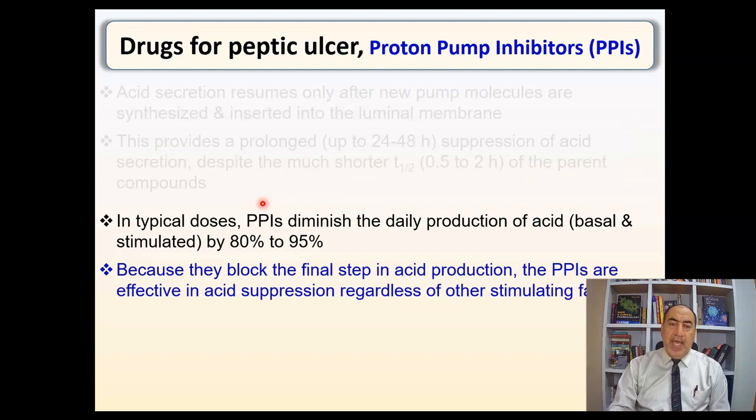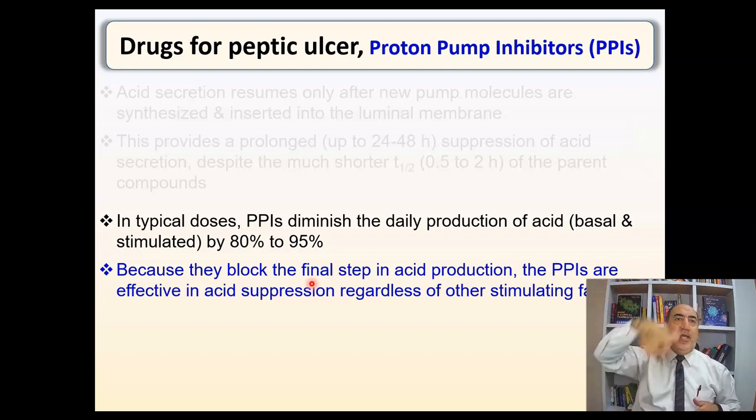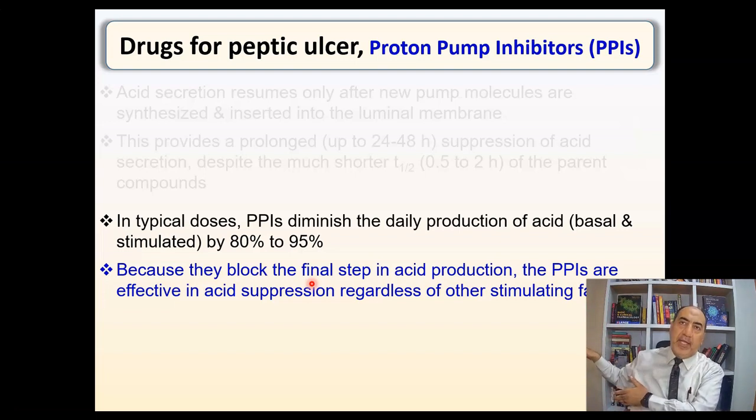In typical doses, PPIs can diminish production of acid, either basal or stimulated. Remember, with the H2 blocker, the effect on stimulated acid secretion was modest. Here it inhibits everything. That's why they inhibit acid secretion by about 80 to 95%. Very efficient. They block the final step in acid production. Whether the stimulus comes from neuronal acetylcholine, paracrine histamine, or endocrine gastrin, you need the proton pump, and they will inhibit it at the end, just waiting for you at the gate. So they inhibit the last step, and whatever the stimulating factor, they will inhibit the acid secretion.